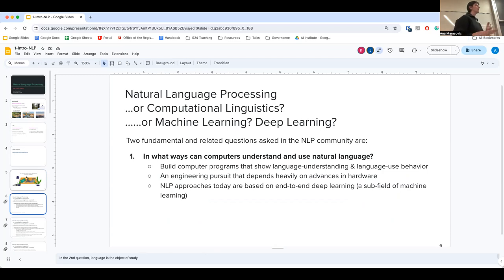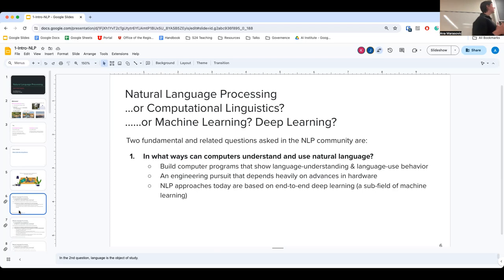However, NLP comes in different flavors, and you might have heard of these other fields such as computational linguistics, machine learning, deep learning, and you might wonder how they differ. Like what's the difference between machine learning and natural language processing? So I will answer this question in a little bit of a roundabout way, and I'll talk first about what are the fundamental and related questions asked in the NLP community.